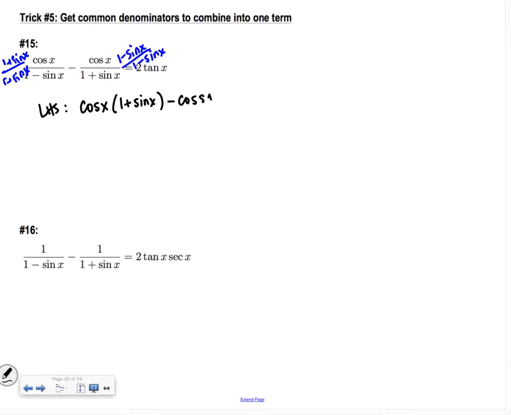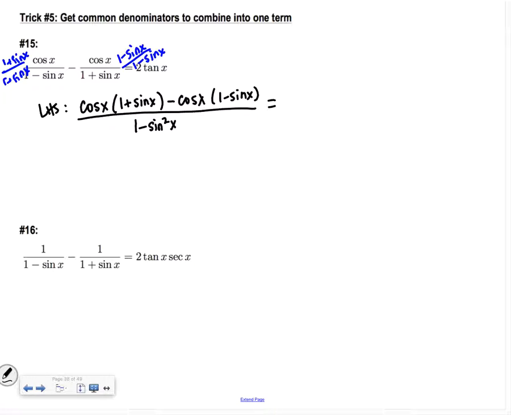Oops, cosine of x. But I do have common denominators, and the common denominator is 1 plus sine of x times 1 minus sine of x, which becomes 1 minus sine squared x. So if you skip like one step, it's totally fine. All right, so these are all combined into 1.